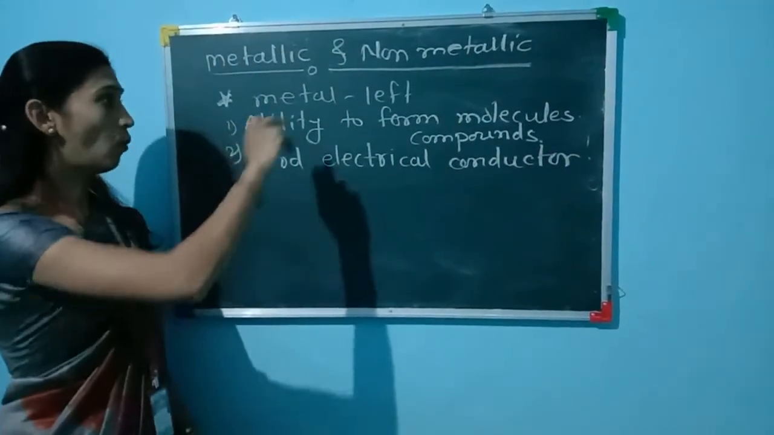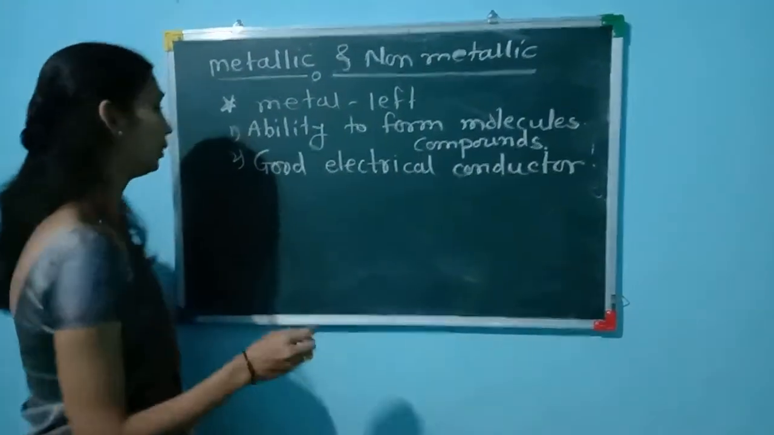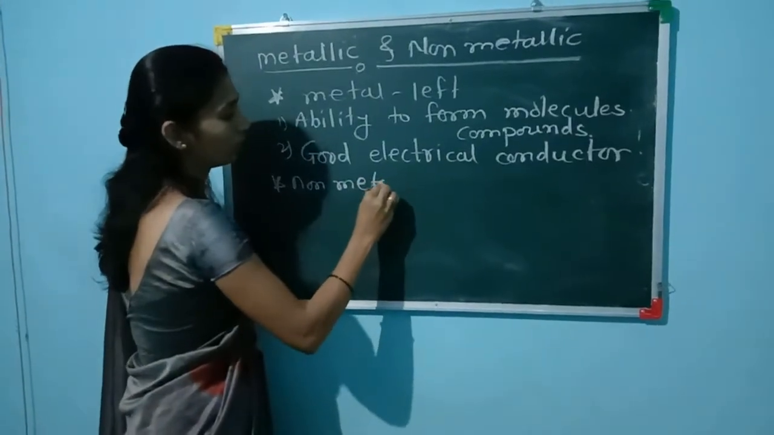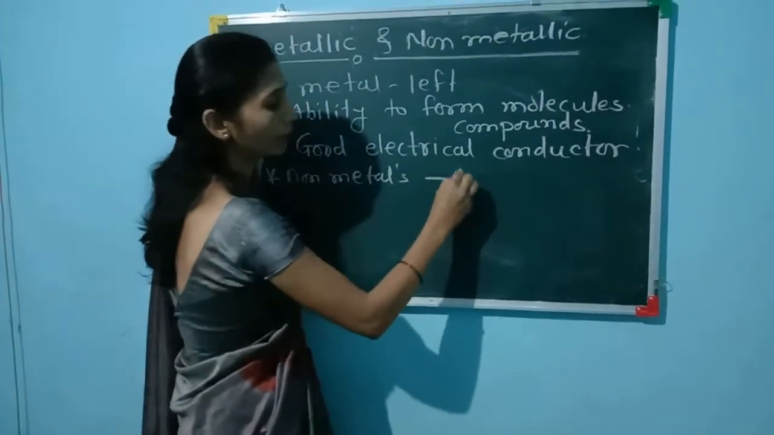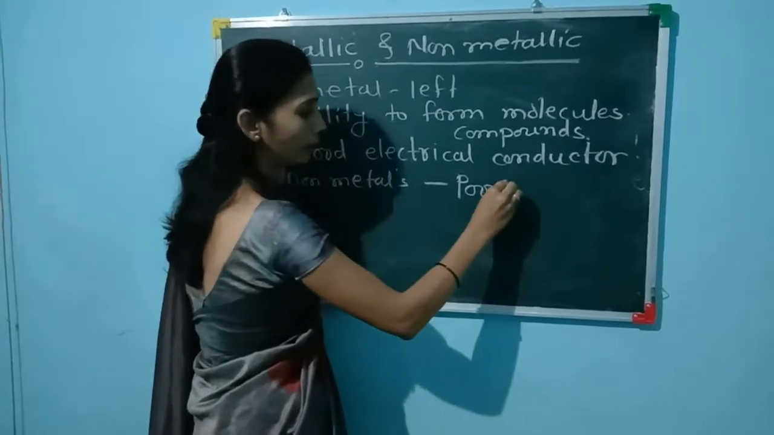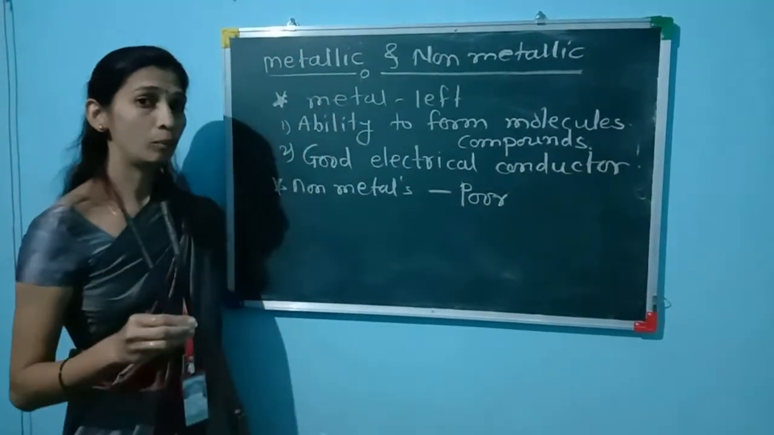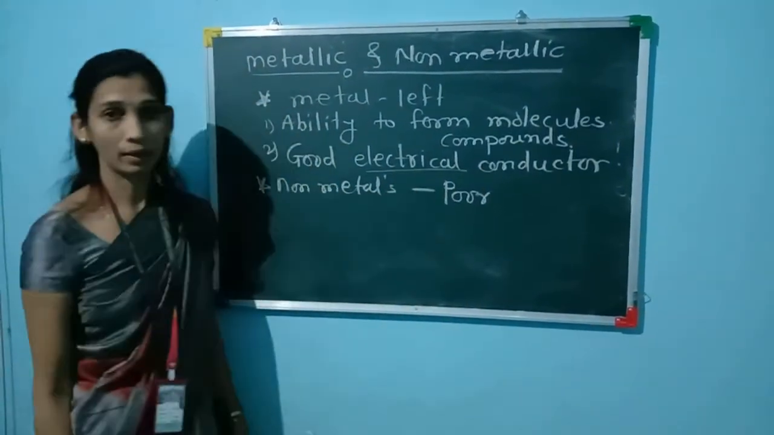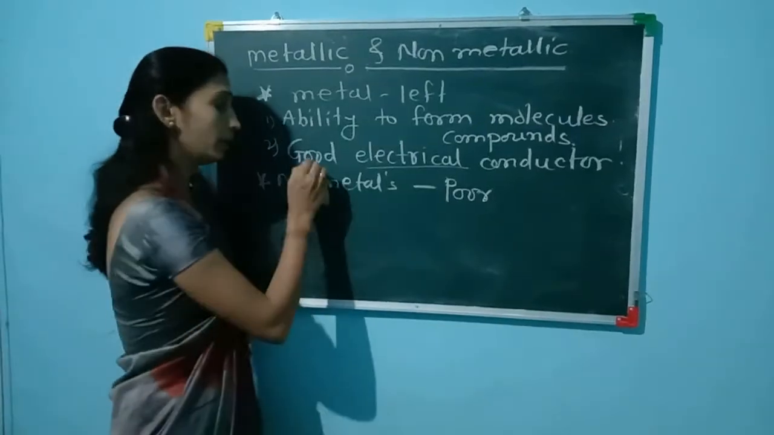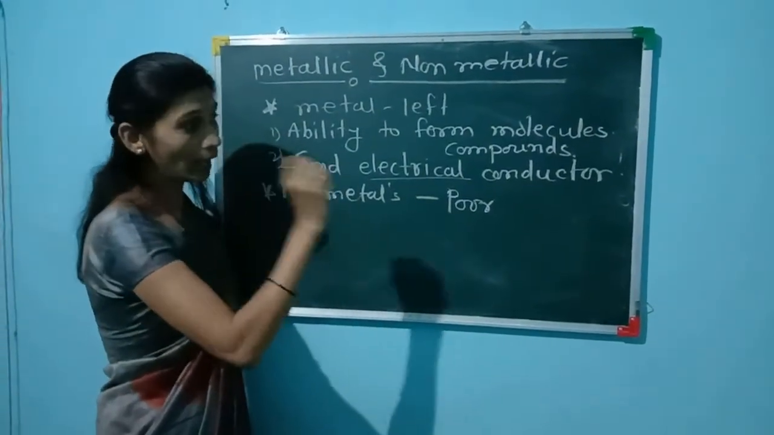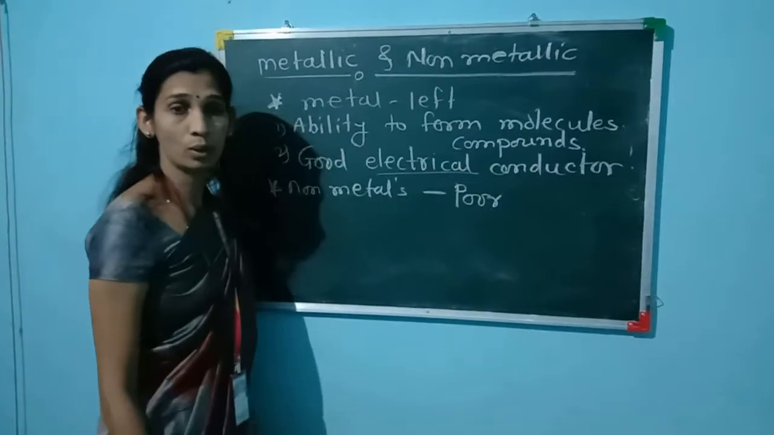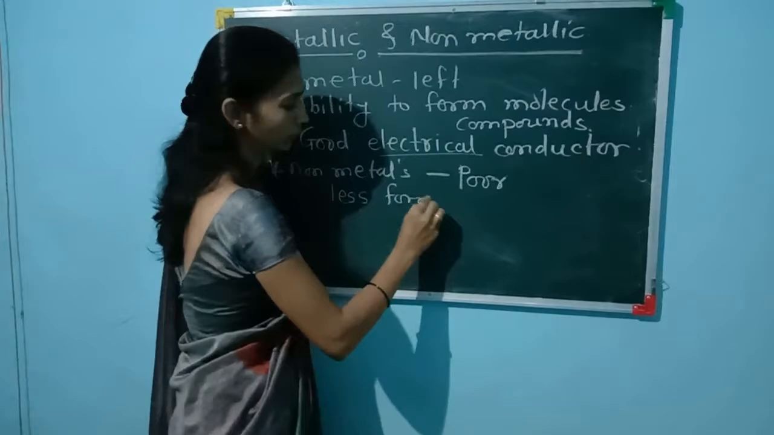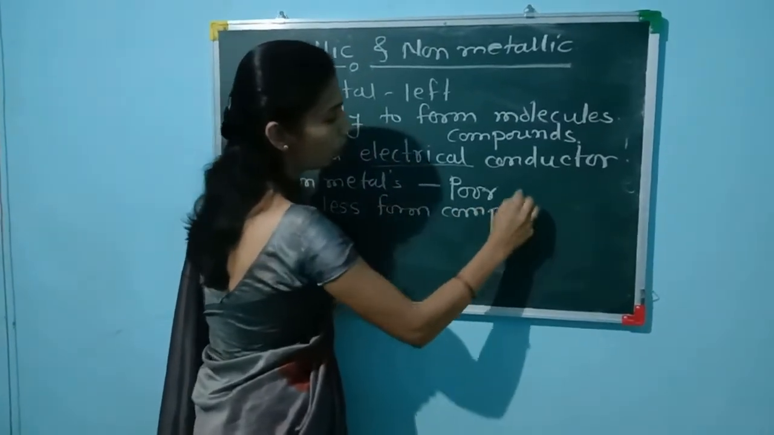The vice versa is true for non-metals. Non-metals are poor conductors. They are not a good or a bad conductor, they are poor conductors. Some non-metals show conductivity of electricity or heat. They have very little ability to form compounds or molecules.